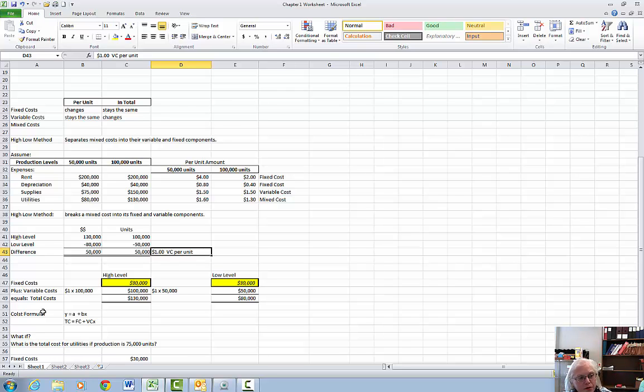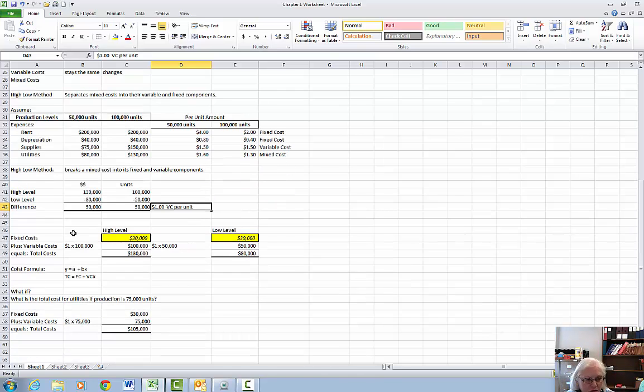Okay, so now we put it in a formula that we know. Fixed cost plus variable cost equals total cost. So you can either work it at the high level or you can work it at the low level. You don't have to do both. But because I'm a little bit anal, I'm going to do both just to prove that I'm right. So the fixed cost, I'm going to draw a box around it because I have to find that number. So don't even pay attention to that 30,000 right now.